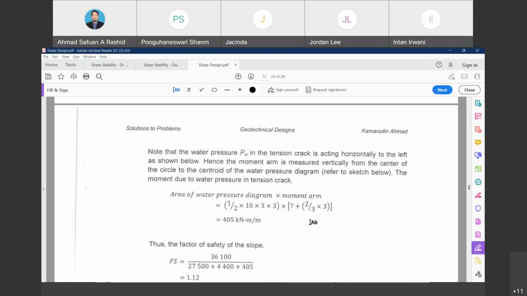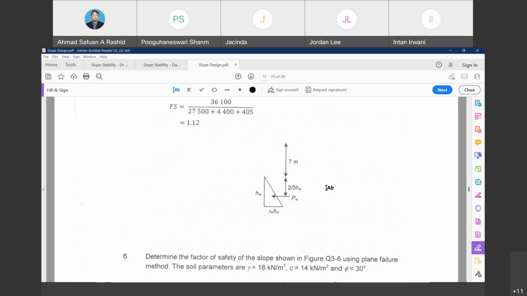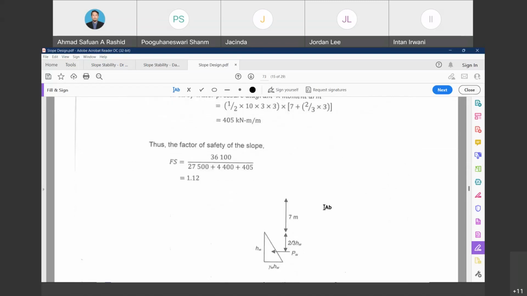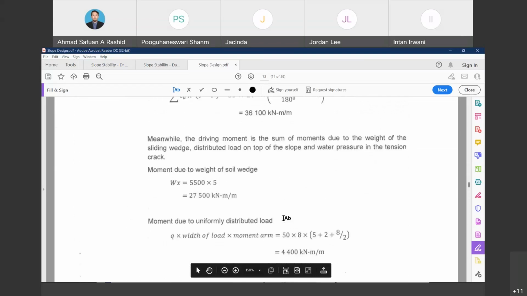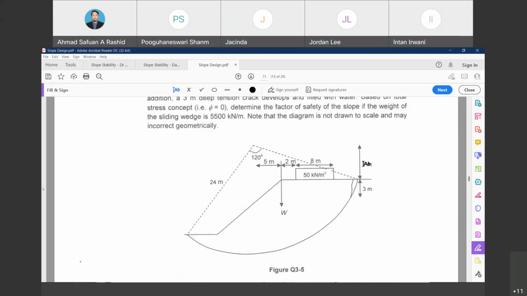Note that the water pressure in the tension crack is acting horizontally to the left as shown below. So this is the tension crack. Here the moment arm is measured vertically from the center of the circle to the centroid of the water pressure. The moment due to the water pressure in the tension crack: first, the height is provided as 7.